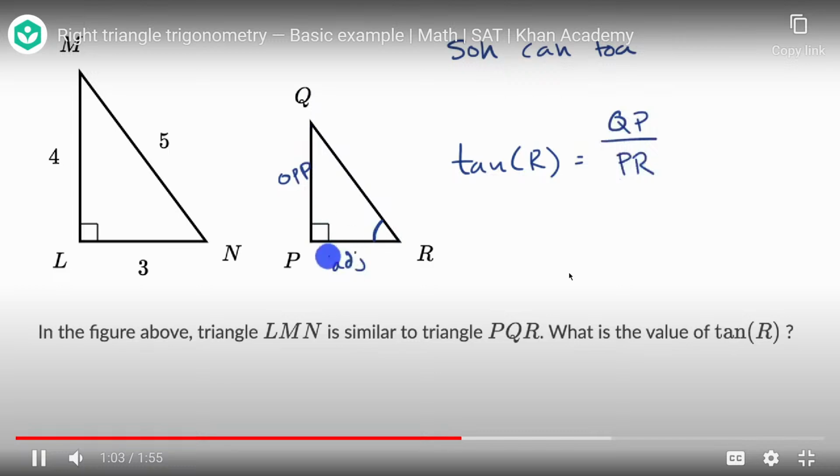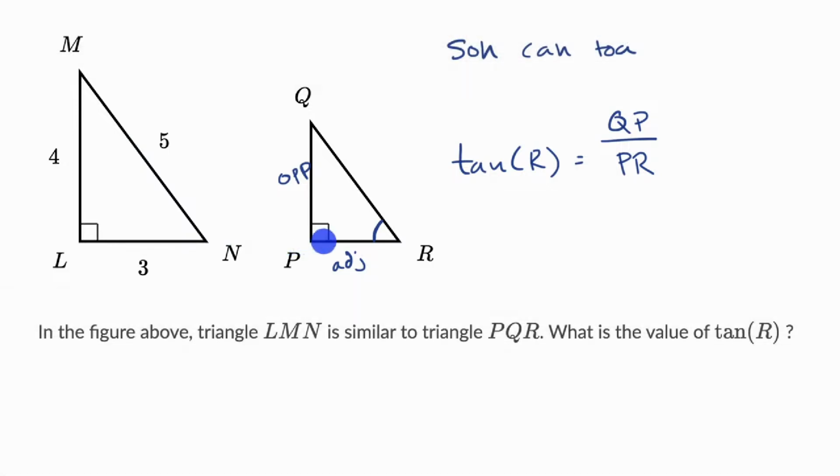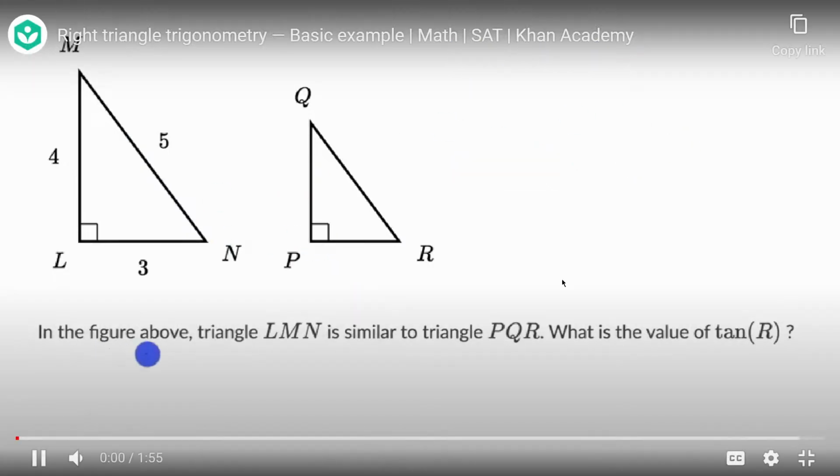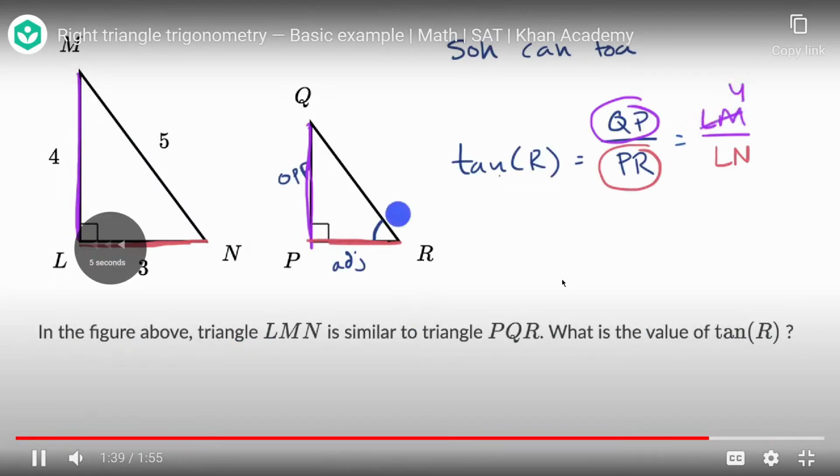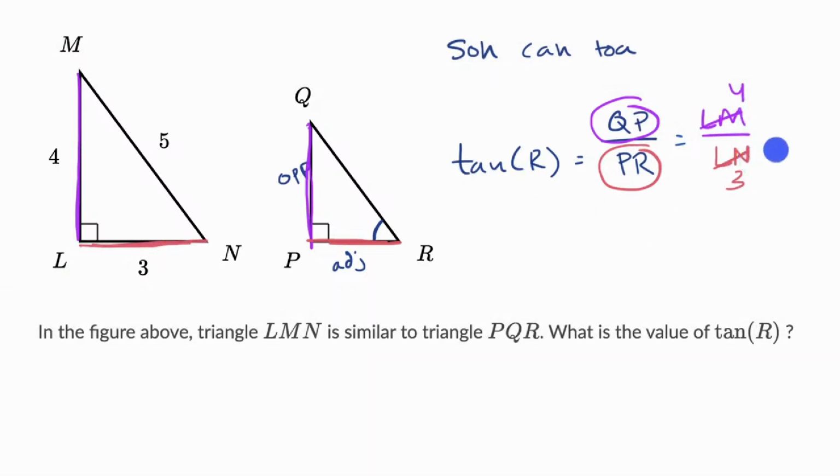Now, they don't give us any numbers here, but they do tell us that this right triangle is similar to this left triangle. And what we know about similar triangles is the ratio between corresponding sides is always the same. So the tangent of R is going to be equal to 4/3. We're done.